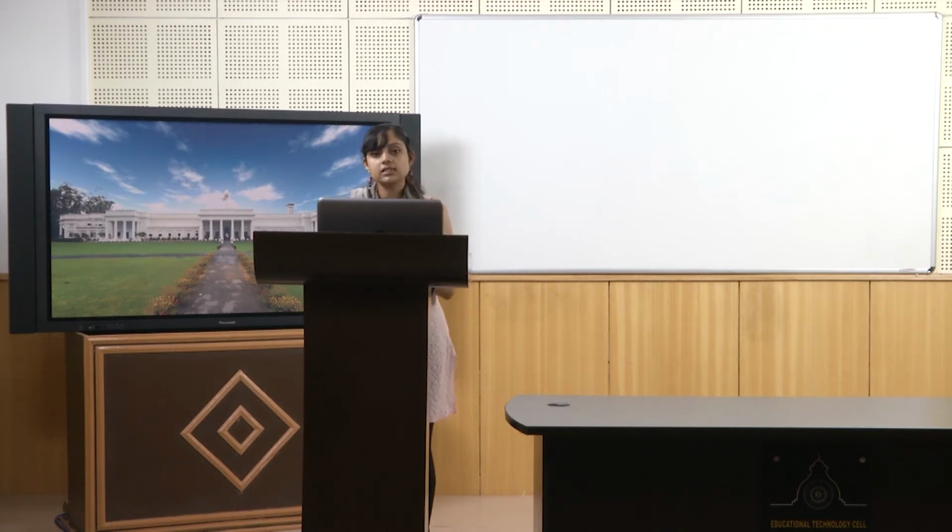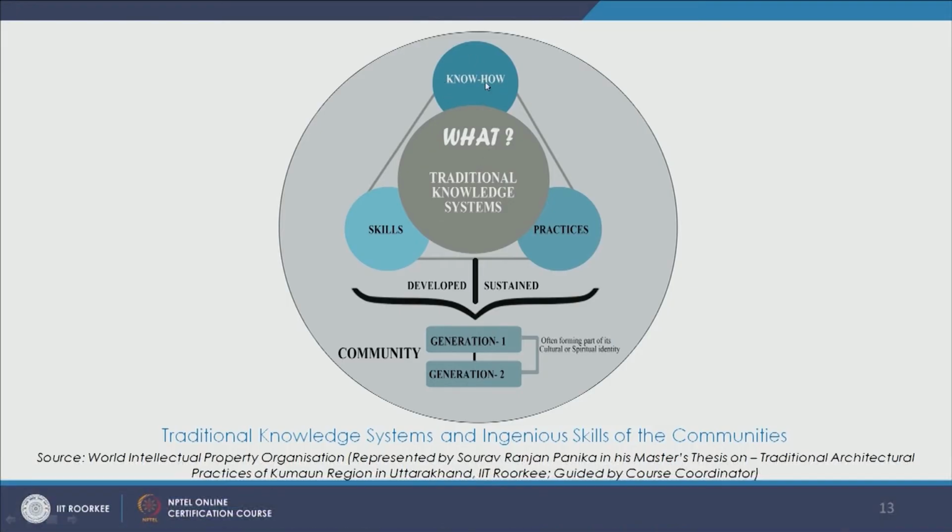So while we were discussing this module, we could understand that traditional knowledge systems could be looked at as having three important nodes. One is know-how, then we have skills, and then practices, and they are developed and sustained by a community, and then these systems are passed on from one generation to another. And what is important here is that these traditional knowledge systems often form a part of this community's cultural or spiritual identity. So we were trying to understand traditional knowledge systems here.